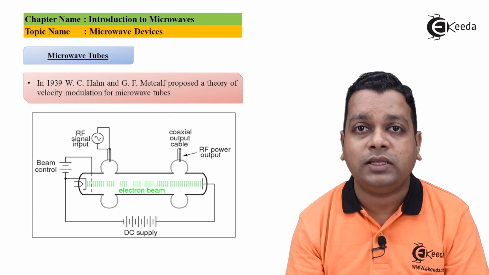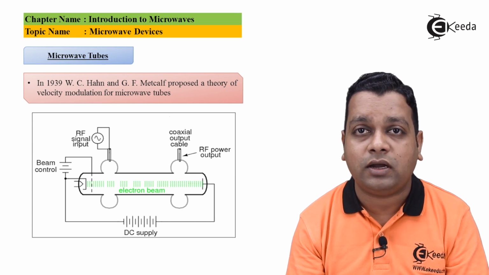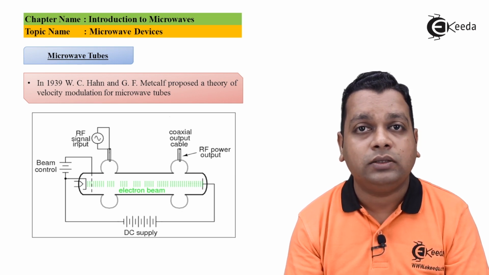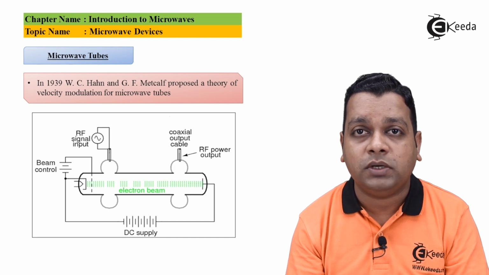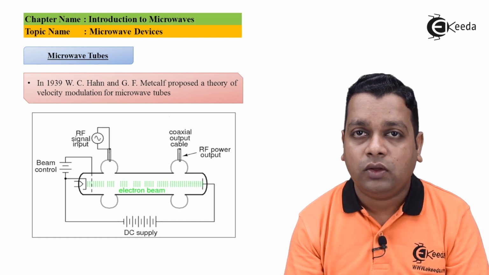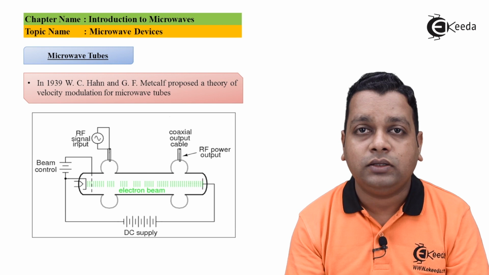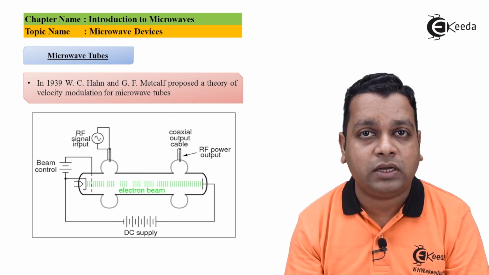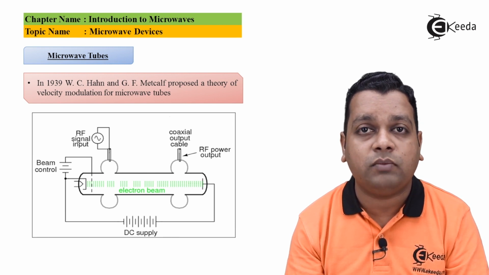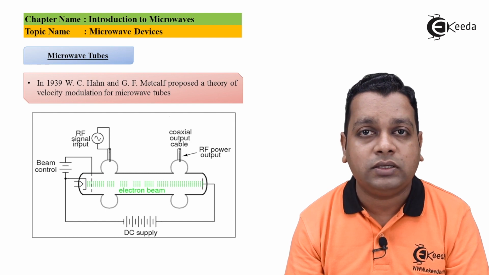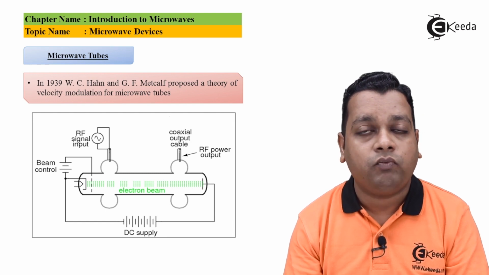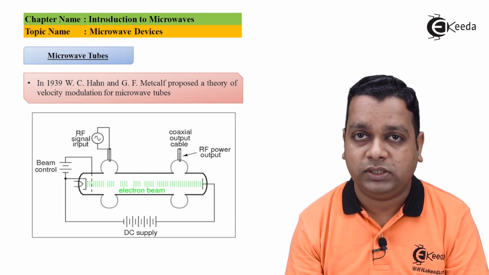So the electron is either accelerated or decelerated. Finally, in between the journey, electron bunches are produced in the vacuum tube, and at the place from where the output is taken, these electron bunches are giving up the energy. So the energy is in the form of an amplified microwave signal.